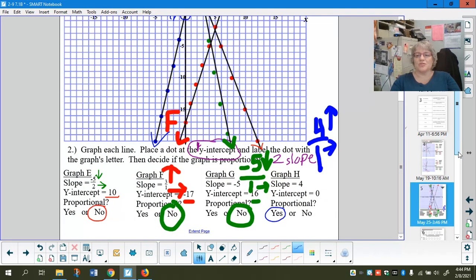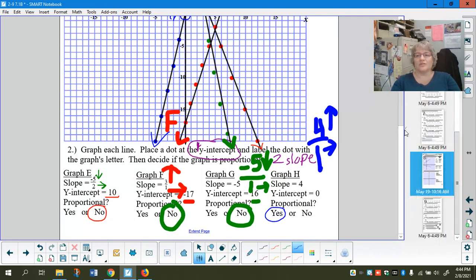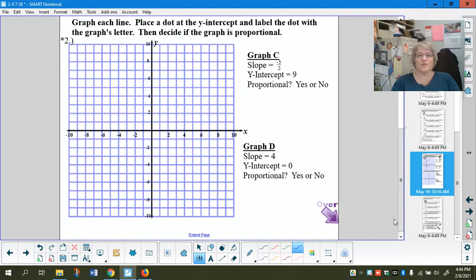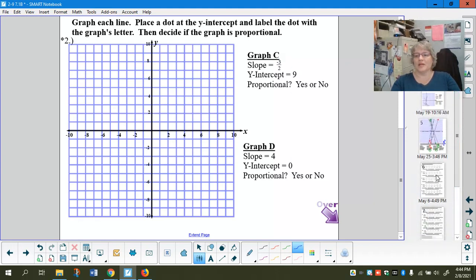All right, if you wanted to right now, you could pause. You could go down and do the second half of the first page because you're graphing two lines. Find the y-intercept, put the dot, use the slope to make the line. Or we can keep going on notes. Here we go.